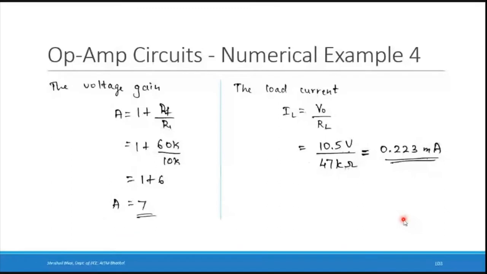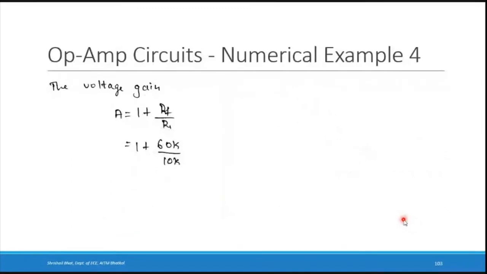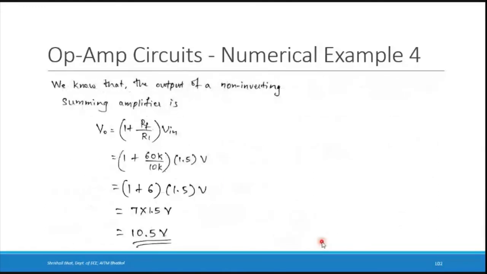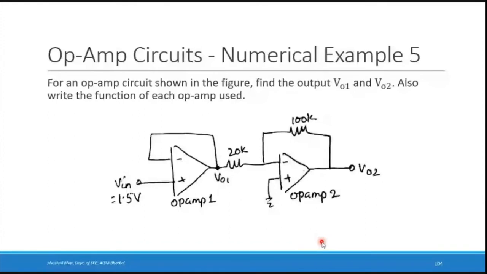Here there was one thing, like load resistance. You need to consider that at the output, that's the load resistance, and you can find the load current from that. We will take another example. For the op-amp circuit shown in the figure, you are asked to find the outputs V01 and V02. You are also asked to write the function of each op-amp used.